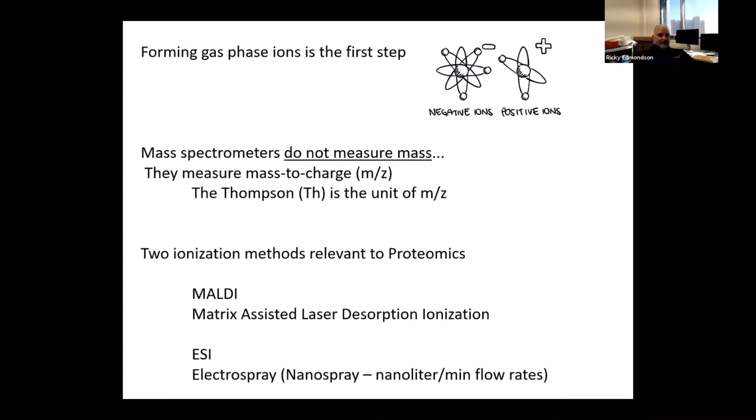We have to have some type of detector, so we can measure these ions, and then a data system to collect them. The first thing you have to remember about a mass spectrometer is that the name is a little misleading because it doesn't measure mass. It measures mass to charge, and so it measures ions. In mass spectrometry, the Thomson is a unit of mass to charge. We'll throw around terms like Daltons, which is an atomic mass unit. They are very similar to a Thomson when the charge is 1, but when you're looking at a mass spectrometer, you're actually looking at a mass to charge scale.